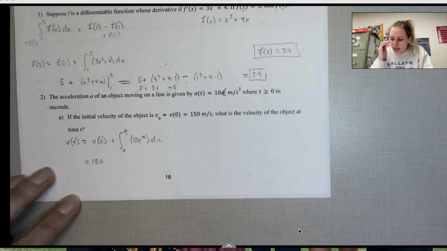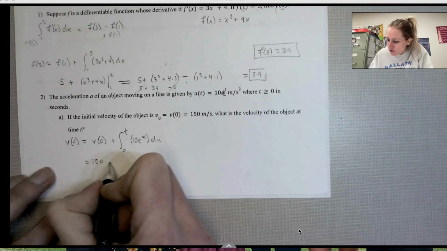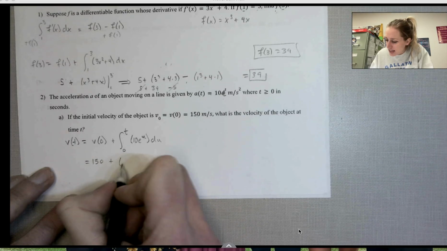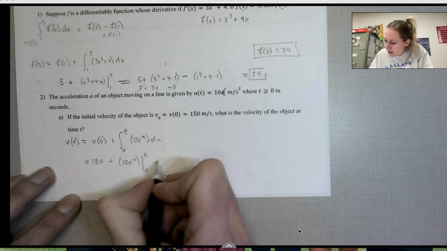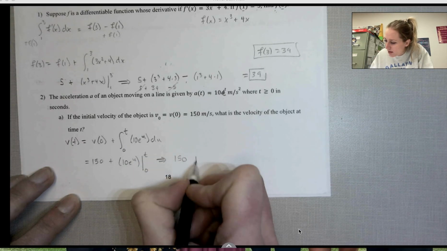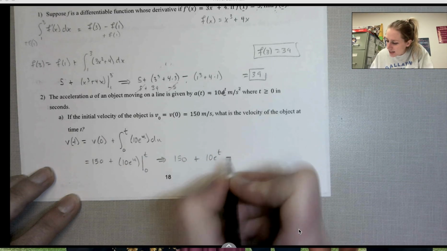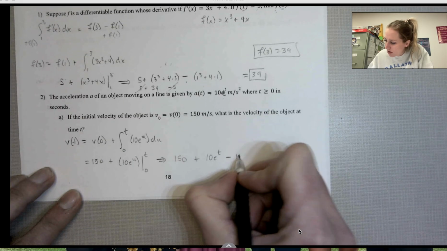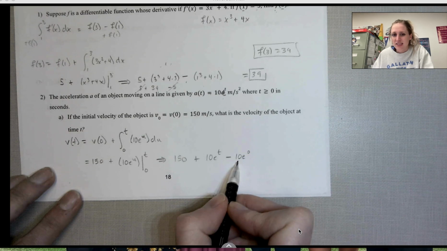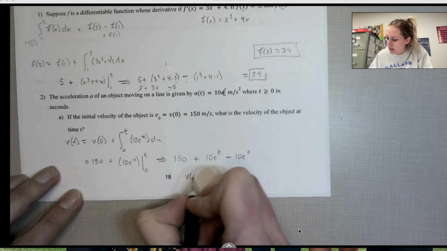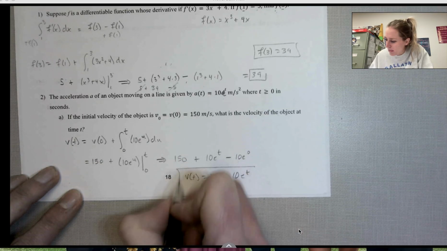The antiderivative of 10e to the u is itself. So we're going to evaluate 10e to the u between 0 and t. So I still got the 150. Okay, so plugging in t, we get 10e to the t minus 10e to the 0. So I get 10 times 1, which is 10. 150 minus 10 is 140. So my v of t equals 140 plus 10e to the t.